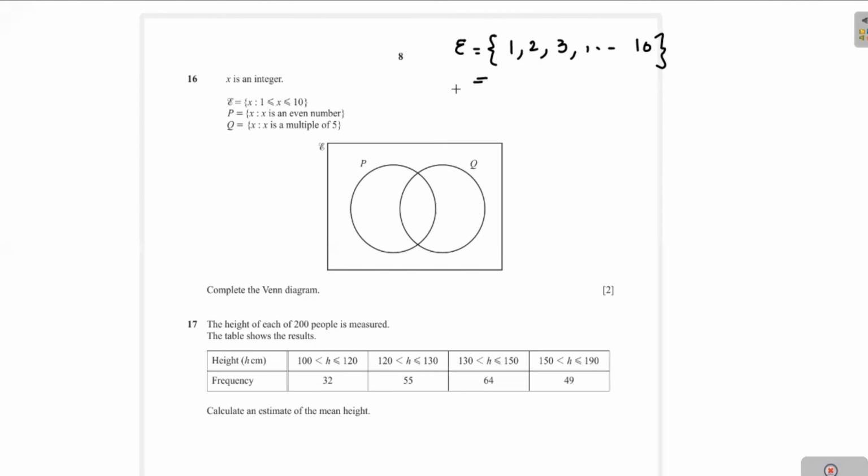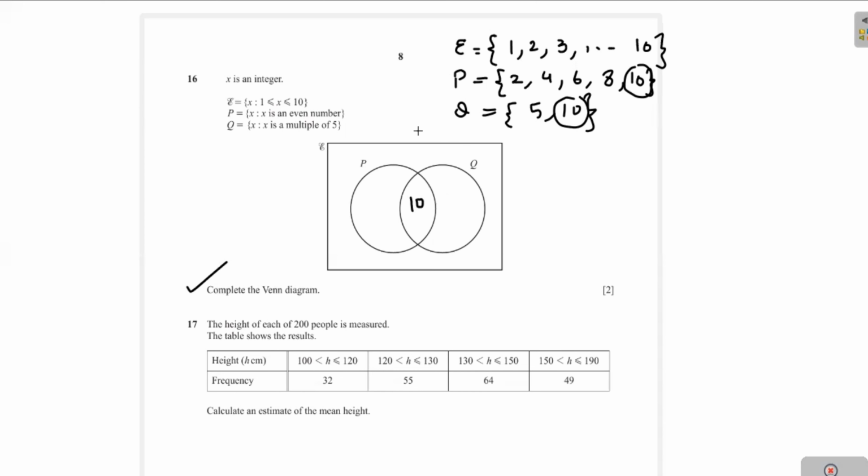Next is the element of P. These are even numbers. Therefore, 2, 4, 6, 8, 10 are even numbers. And next is Q. Q are the elements of multiple of 5. We will write 5 and 10. Next, we have to complete the Venn diagram. Firstly, we will see the intersection between set P and set Q. The intersection of P and Q, 10 is the intersecting element between P and Q.